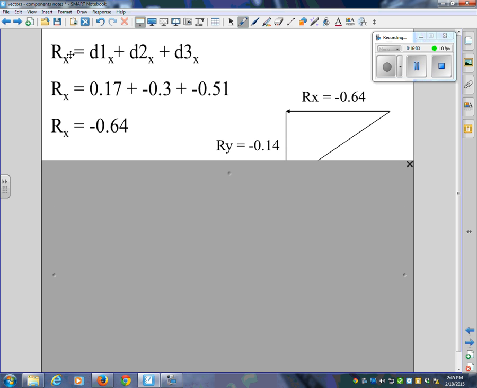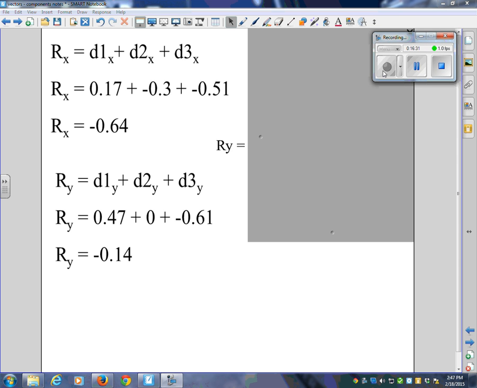So, the resultant, don't worry about this picture here. I write Rx, standing for the x component of the resultant, is the x component of D1 plus the x component of D2 plus the x component of D3. That's what that stands for. So add up those x components, 0.17 plus minus 0.3 plus minus 0.51, and you get an x component of minus 0.64. The next step then is to add the y's. I've added the x's and I've added the y's. I now have the x component and the y component of the resultant.